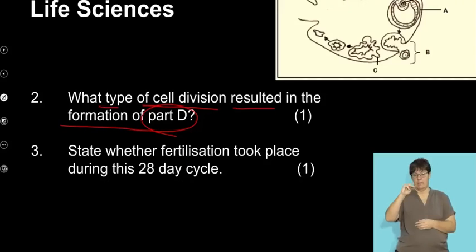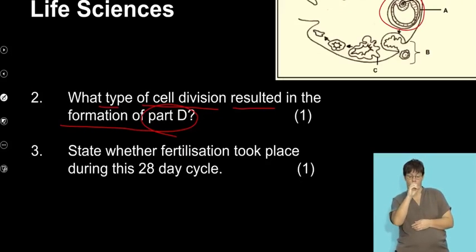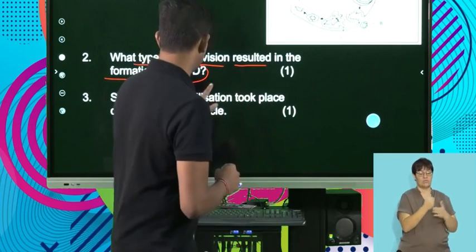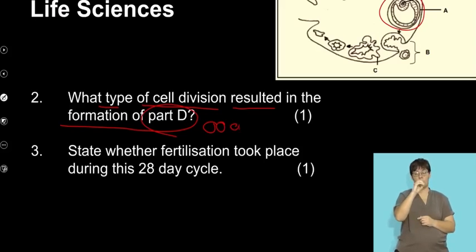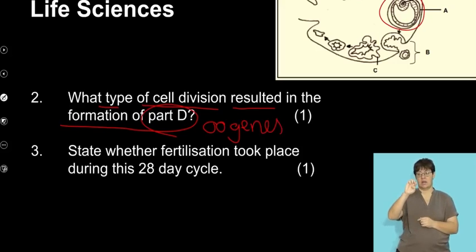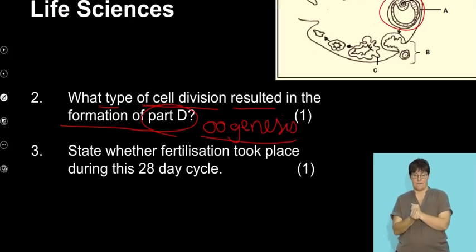So we know that part D is the ovum, and that process of ovum formation is linked to a process of meiosis called oogenesis. And so that is meiosis, where oogenesis produces part D, which is the ovum. Question 3. State whether fertilization took place in this 28-day cycle.